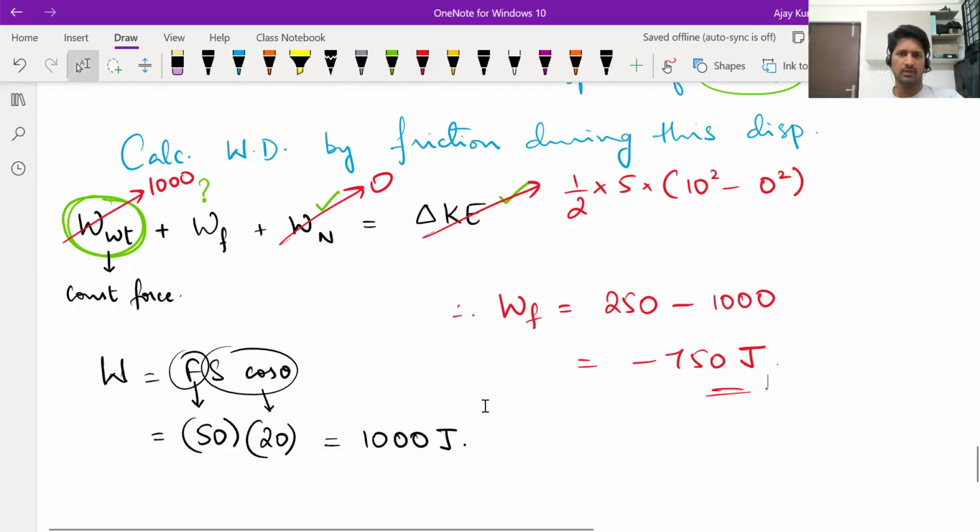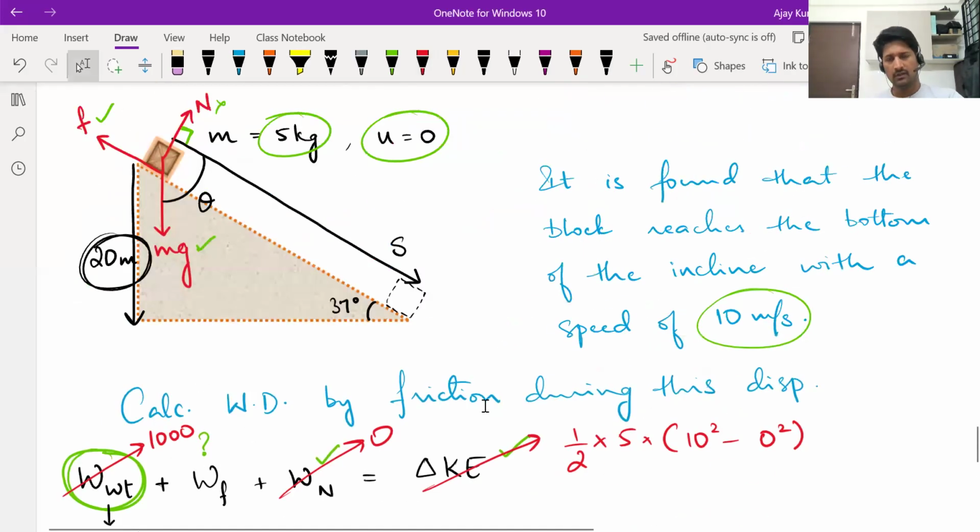We'll stop it here for today. Tomorrow you'll get a worksheet based on the work energy theorem. You have to decide which method to use, whether you'll use the original method, integral F dot ds, or you'll use this new method, the work energy theorem, to find out the work done in a particular situation.